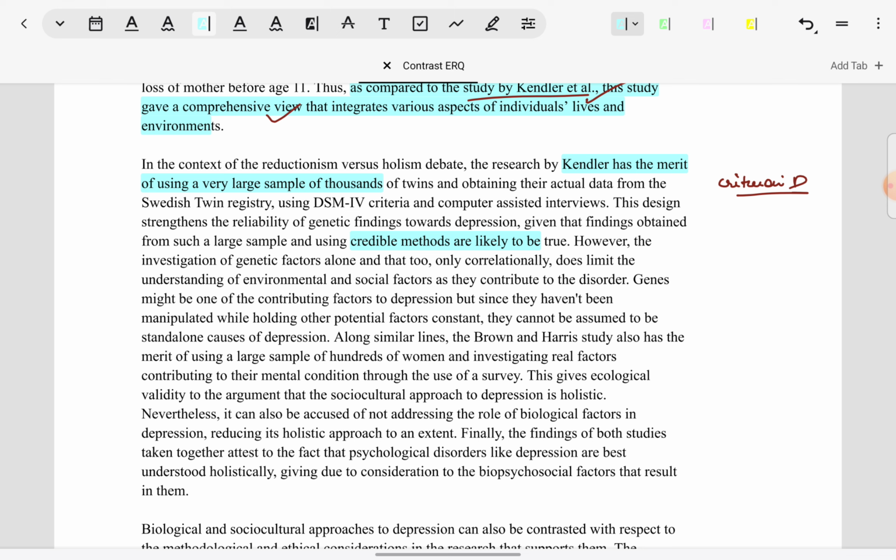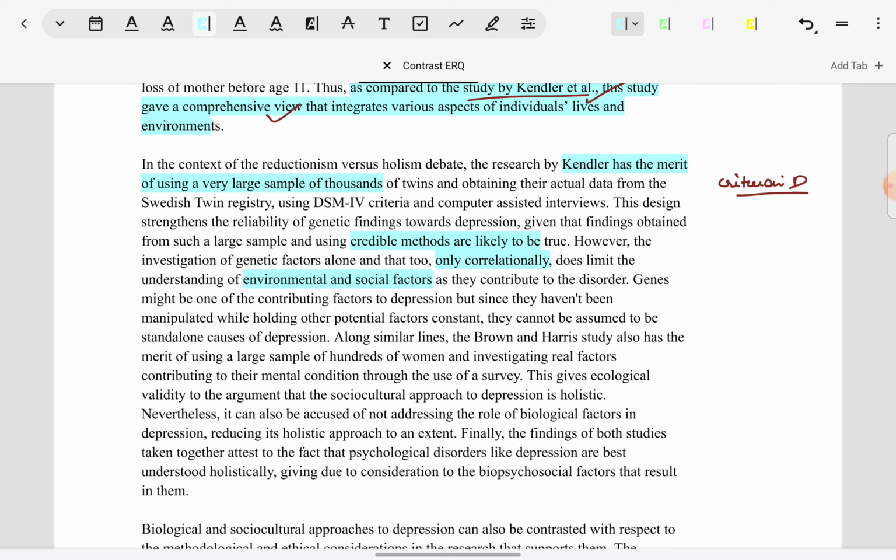But then again, to be balanced, critical thinking is always about being balanced between strengths and weaknesses. It cannot be tilted in one direction. So definitely there are weaknesses of the study also: it's only correlational. It's not able to establish that genes are the cause of depression because the researchers haven't really manipulated the genes inherited by the participants. That gives further proof that the biological approach explanation might be reductionist, because in the study there is no attempt to bring out what environmental or social factors might be contributing to depression.